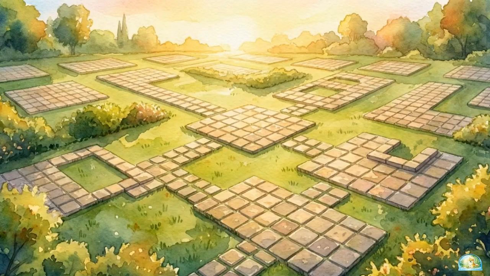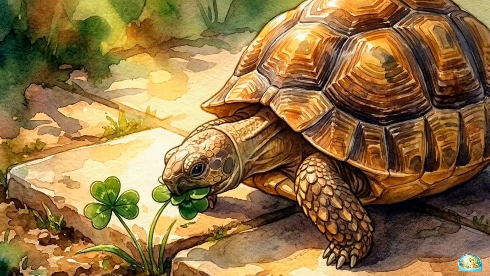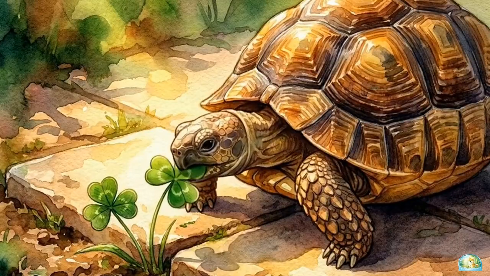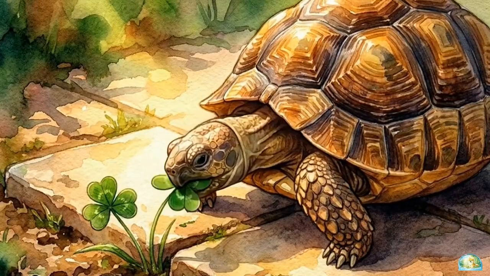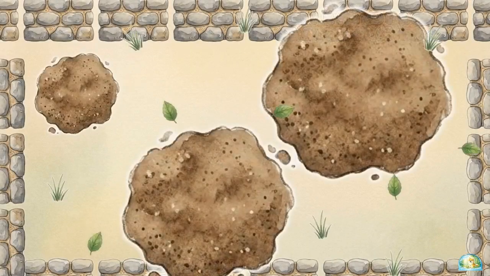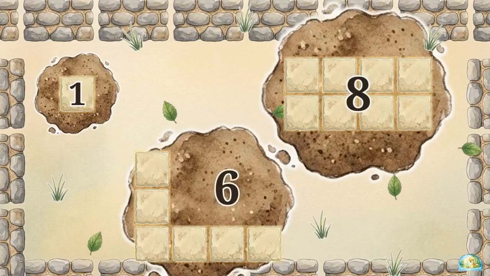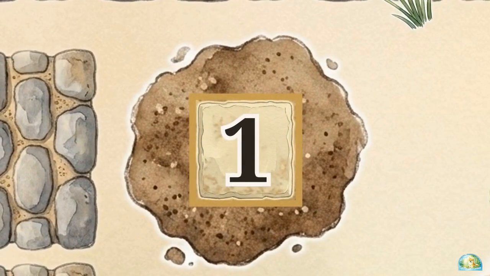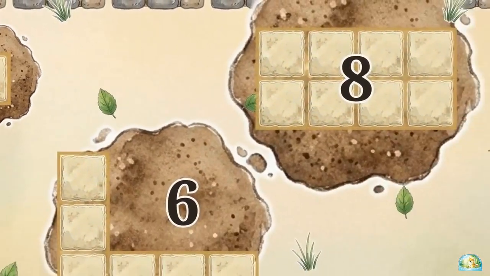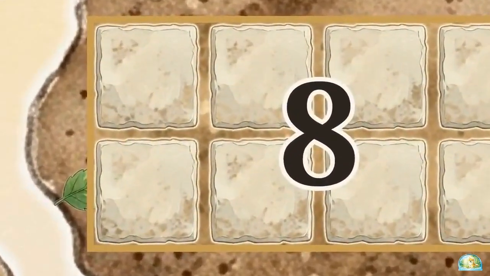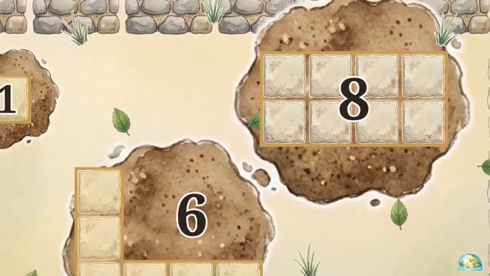With the mapping complete, Bramble tucks in to enjoy a well-earned clover leaf by the edge of the path. This final diagram maps out the 3 plots from our journey, showing how the exact same rule applied across different scales, giving us totals of 1, 8, and 6. The process is always the same. Area is flat space. 1 unit square is equal to 1 square unit. Cover a shape completely with no gaps or overlaps, and count the squares to find the area.